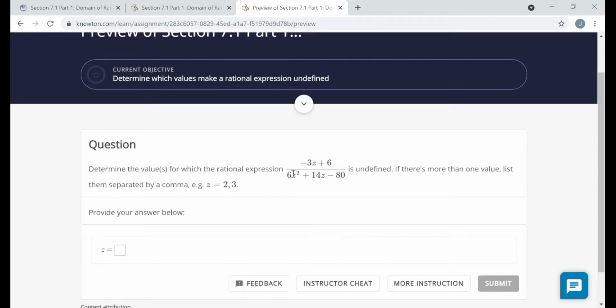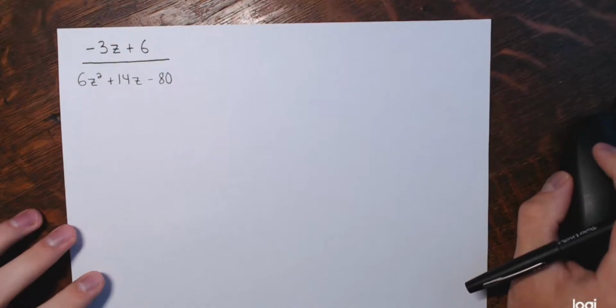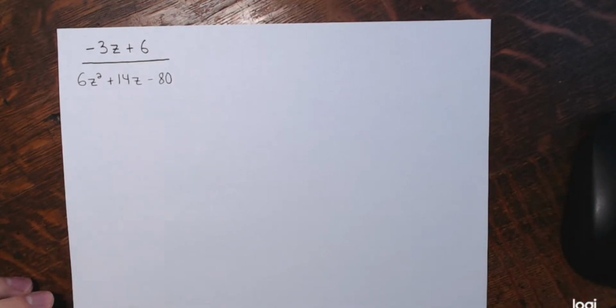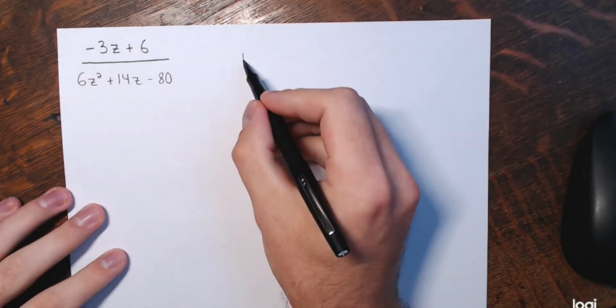Alright, so I'll write this out, and again they're saying determine the value or values for which this rational expression is undefined. And if there's more than one value, just separate them with a comma. So here your z equals, what values of z make the denominator 0, make this expression undefined. So here is the rational expression we're given. Remember, this is undefined.